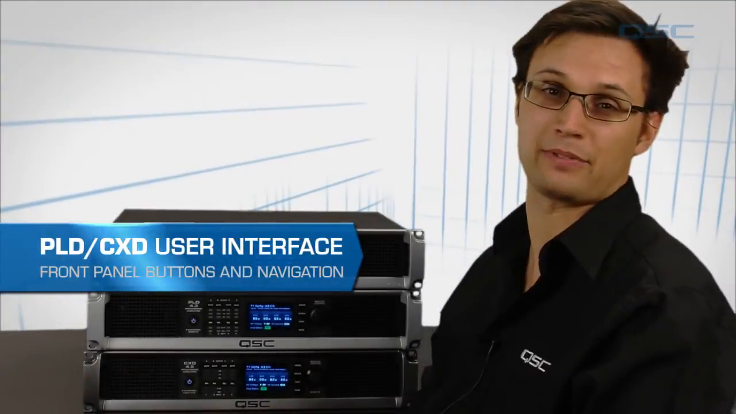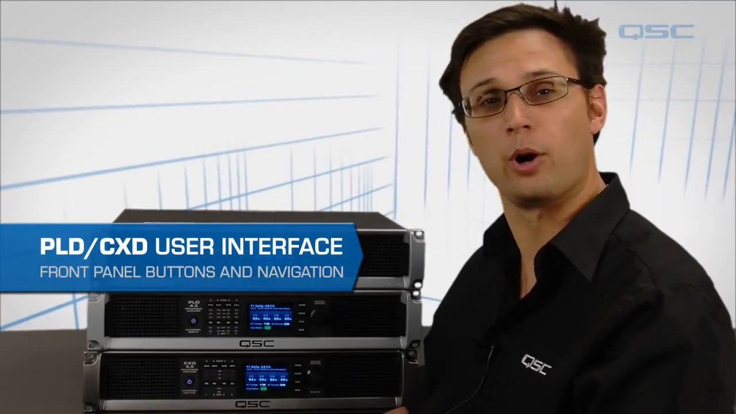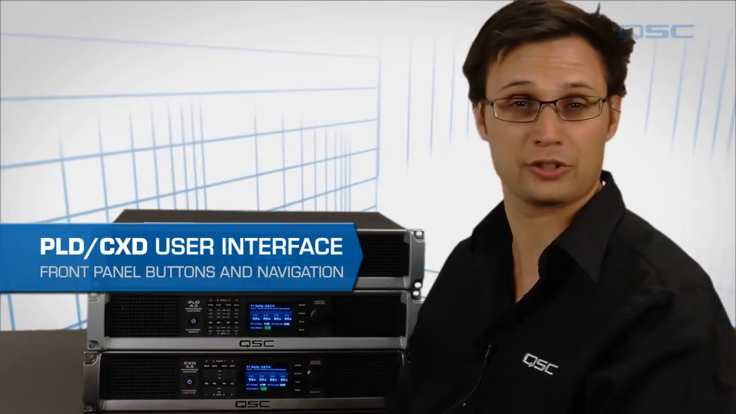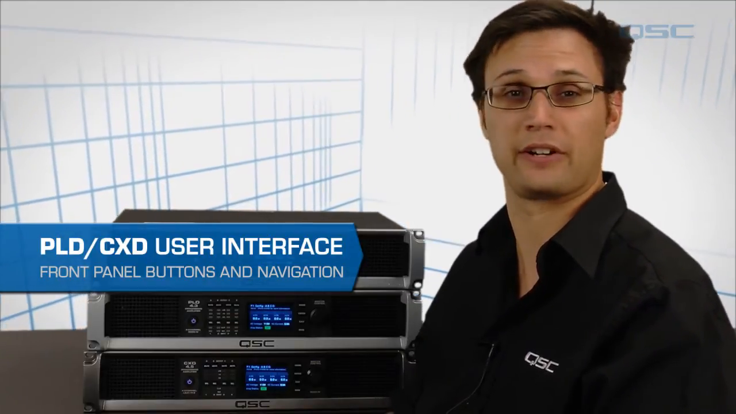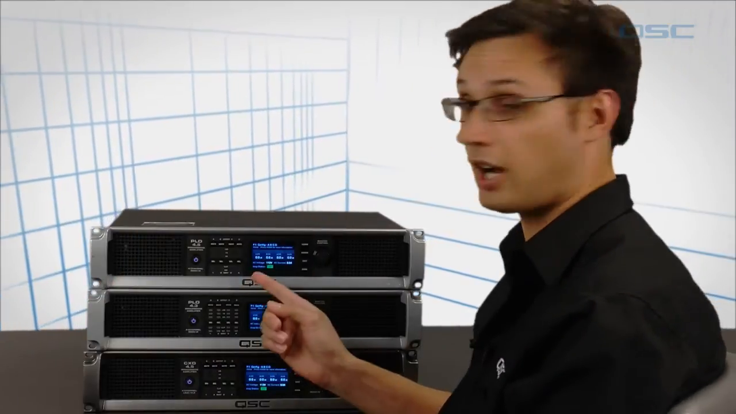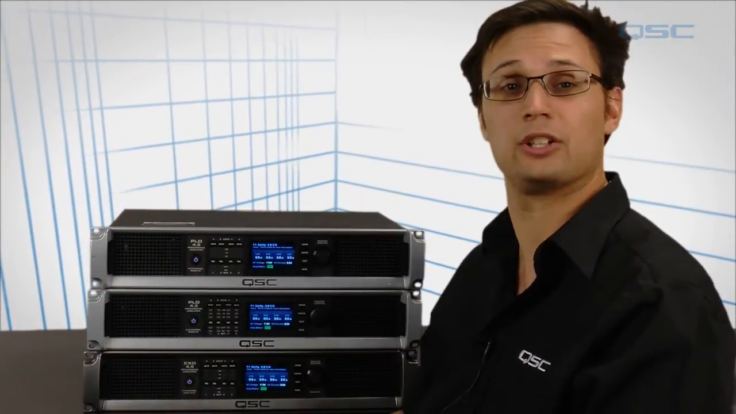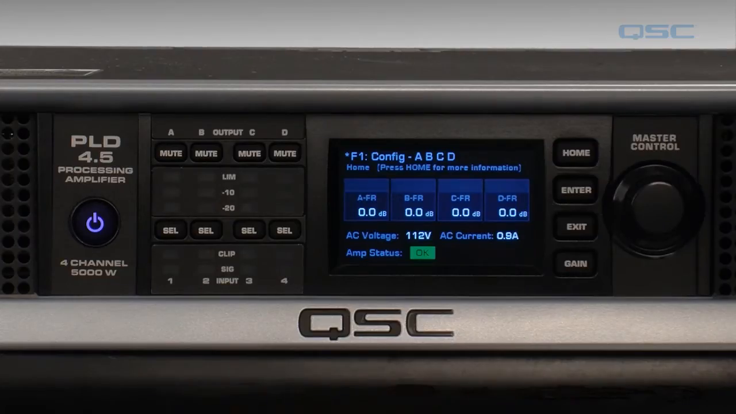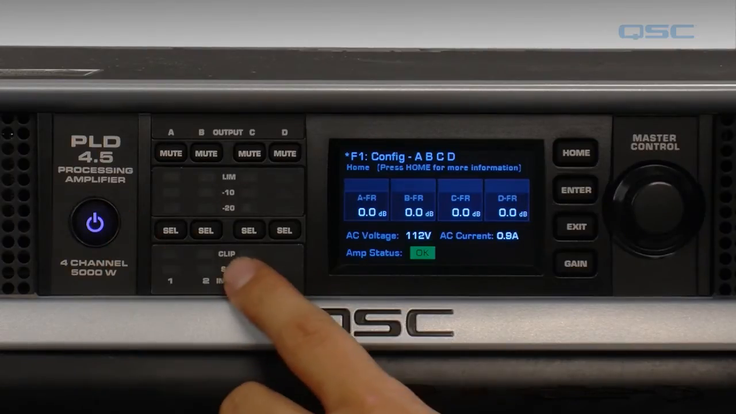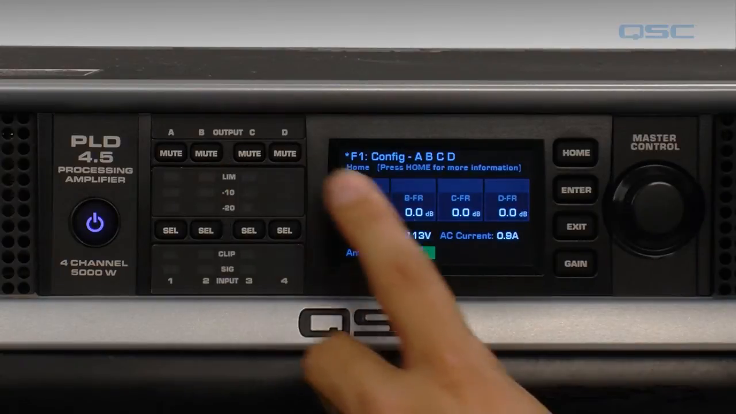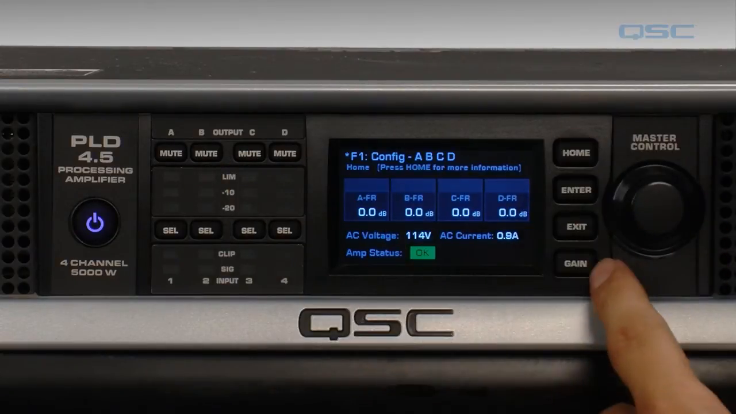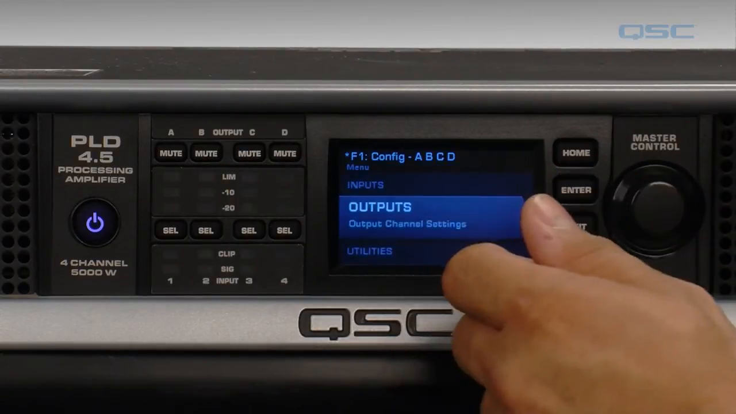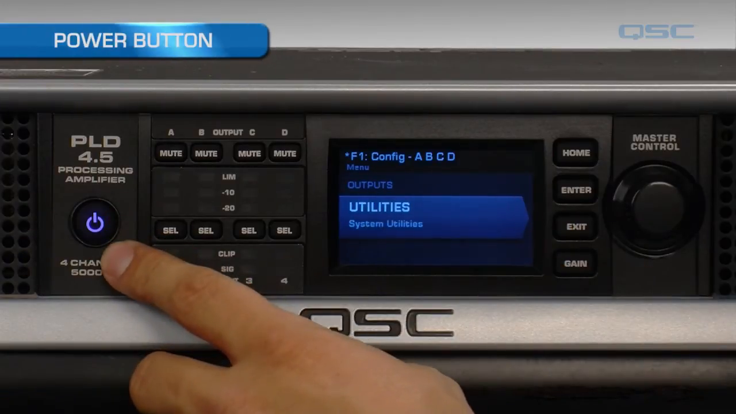PLD and CXD amplifiers have a useful and unique multi-channel platform, and the key to controlling and manipulating channels into various configurations is right here on the front panel. So let's take a look at how to navigate the front user interface. From left to right, you'll see the power button, input and output interfaces, the display screen, navigation buttons, and the master wheel. The power button has more functionality than you may think.